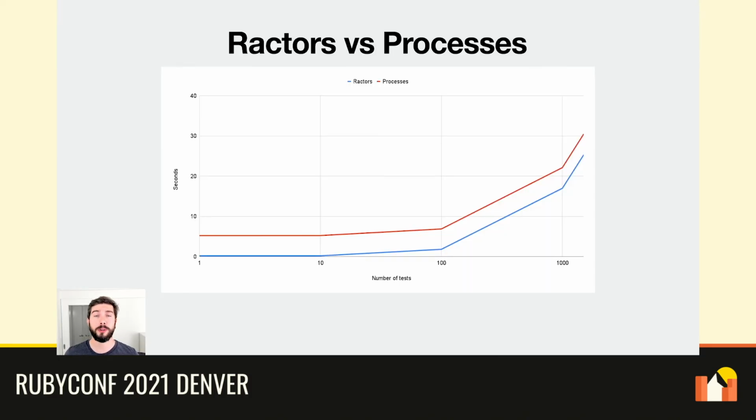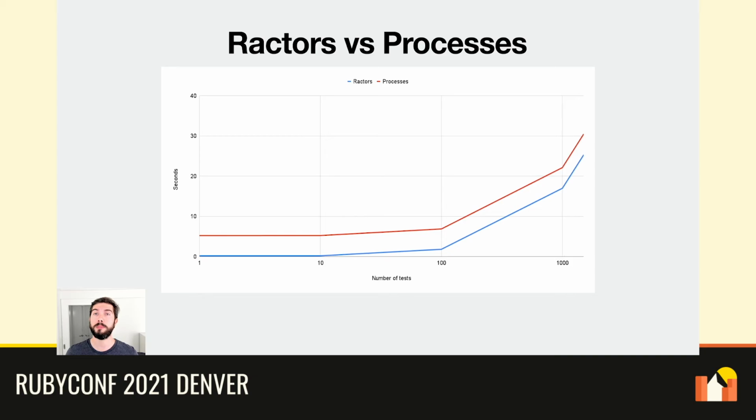Because Loop has both Ractor and process mode, we're able to measure the amount of time it takes to run a test suite as we increase the number of tests in both modes. And what I want to call attention to here is that for a low number of tests, Ractors outperform processes by quite a bit. The reason for that is because processes pay an initial cost for forking all of those different Ruby processes in the beginning to build a worker pool, which doesn't happen for Ractors.